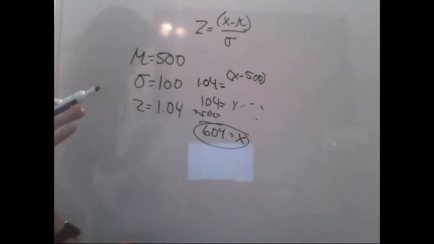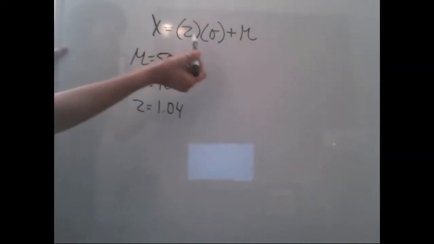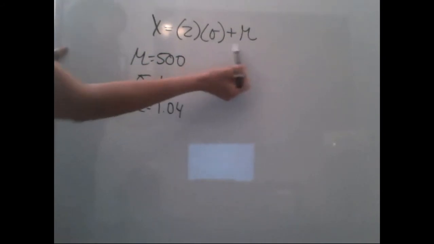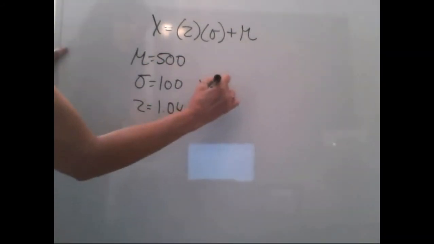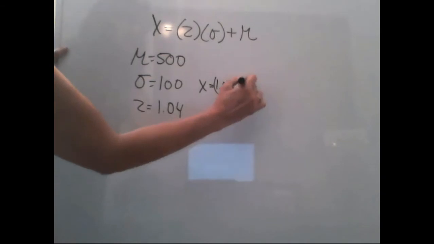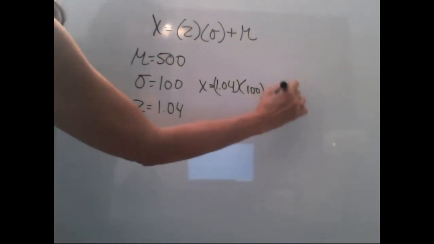Let's use the formula to figure this out. As a reminder, the formula is the score is equal to the z times the standard deviation plus the mean. So we can do that very easily. X equals the z of 1.04 times the standard deviation of 100 plus the mean of 500.